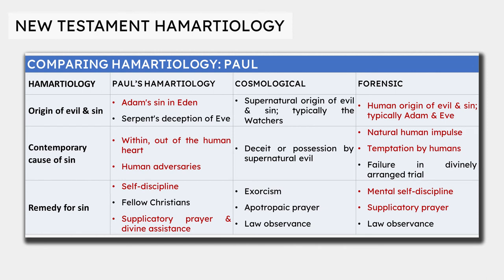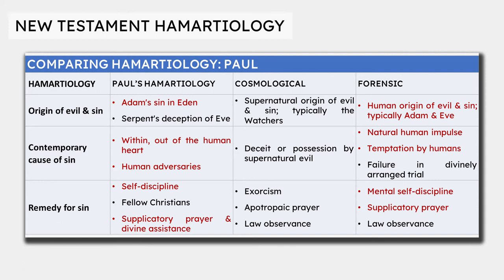In Paul's hamartiology, there are three remedies for sin. One is self-discipline, which he describes with terms such as "do not let sin reign," "put to death the deeds of the body," "walk by the Spirit," "abstain from every form of evil," "crucify the flesh with its passions and desires," "make no provision for the flesh to arouse its desires," in Romans 6:6 and 12-14, 8:4 and 13, 12:2, 13:14, and Galatians 5:16-18 and 24, and 1 Thessalonians 4:3-5 and 5:22.